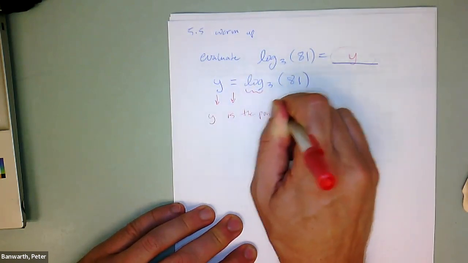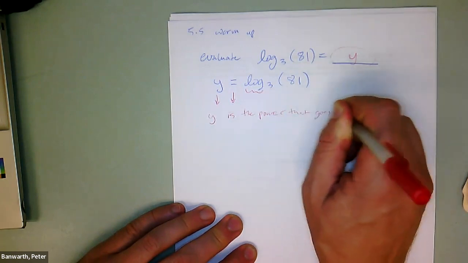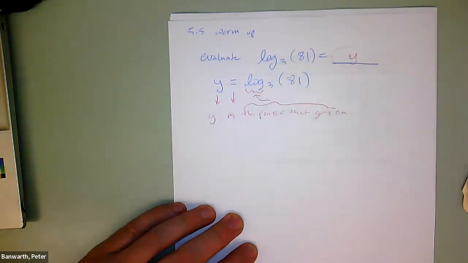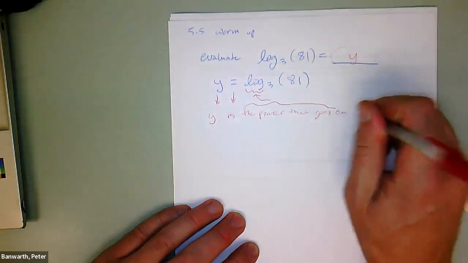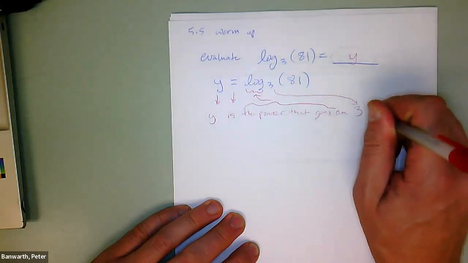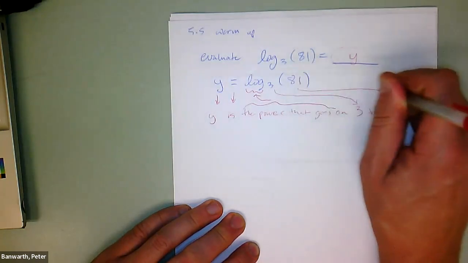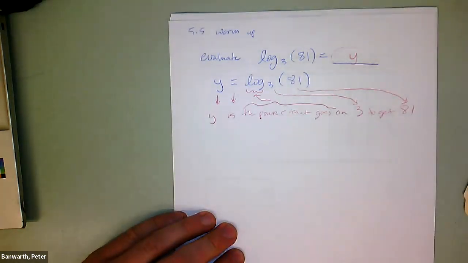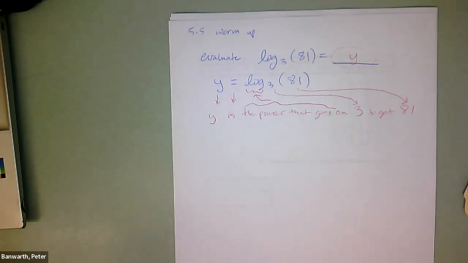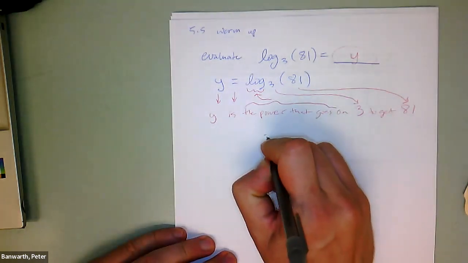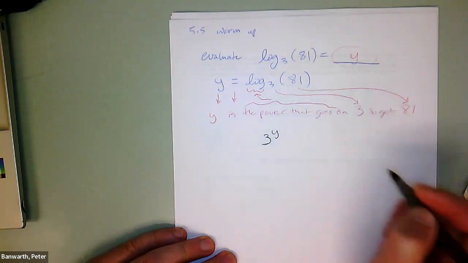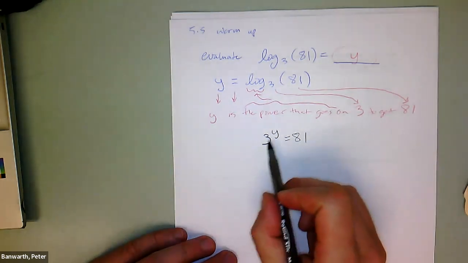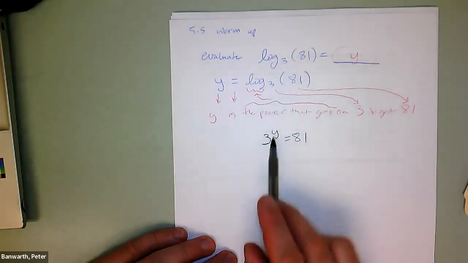the power that goes on... this whole long phrase all corresponds to the symbol log 3 to get 81. You can match up all the terms with how you say it in your head or how you write it down. With that information, we say y is the power that goes on 3, so there's 3 to the y to get 81. That's rewriting a log as an exponential.